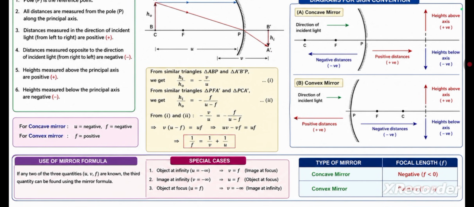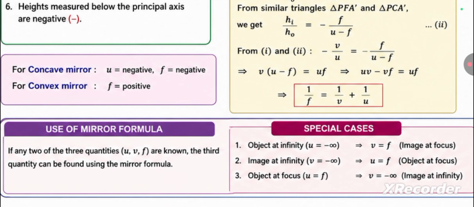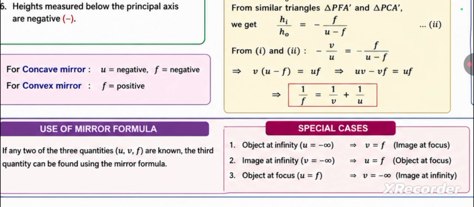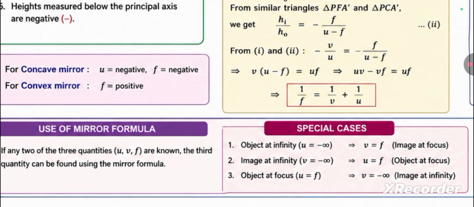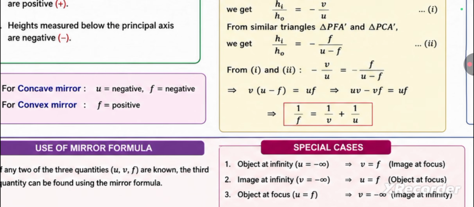Now uses of the mirror formula. We already discussed this in the previous classes, but once again we check it. If any two of the three quantities u, v, f are known, the third quantity can be found using the mirror formula. Special cases: if the object is at infinity, then v is equal to f. If the object is at focus, that is u is equal to f, then the image is at infinity, that is v is equal to minus infinity.